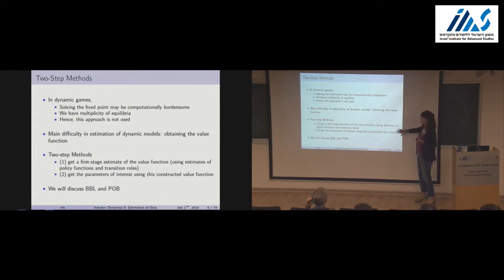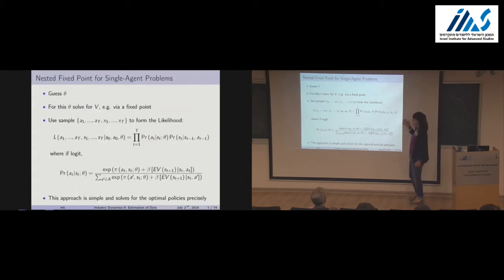So first you're going to somehow, and I'll tell you how, get a first stage estimate of value functions. This will amount to basically getting estimates of policy functions and transition rules, and from there moving on to the value function. Once you have the value function, it's not hard to move on. Because once you have the value function, you can essentially use it to get the parameters of interest.